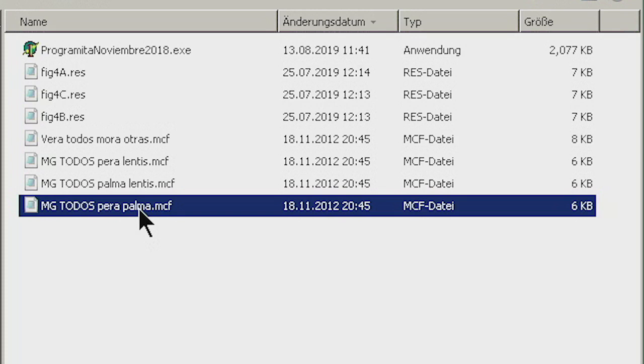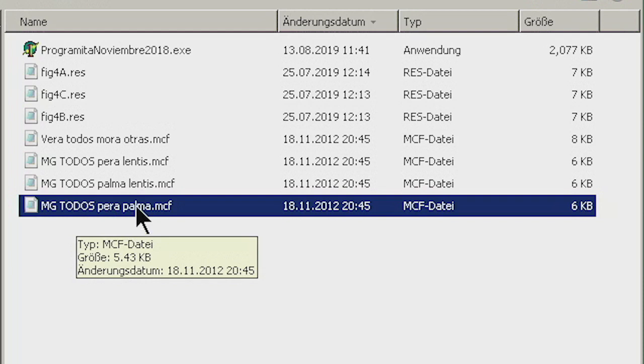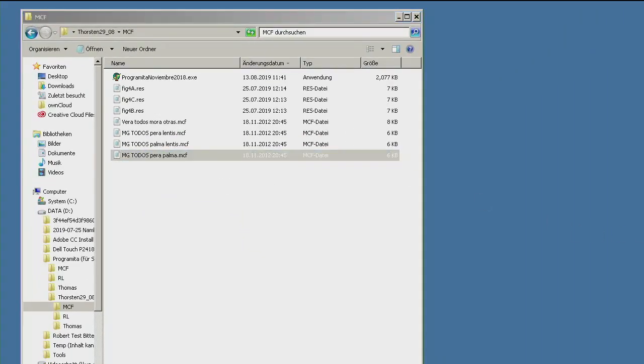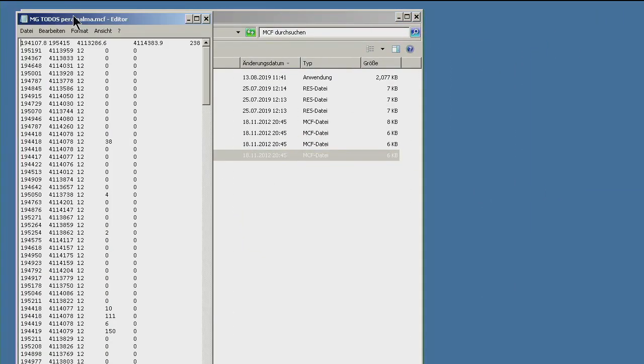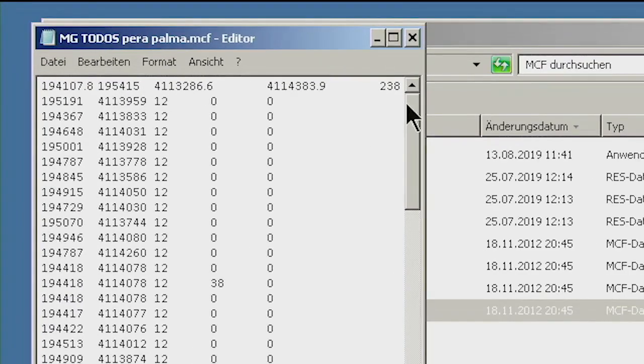So for example, we can look at this data set here, Todos, Pera, Palma. If you look at this, you see again in the first line the dimensions of the plot and the number of data points. Then you have in the first column again the x coordinate, the second one is the y coordinate. Then this is slightly different. Then you have here a number of 1 and 2.